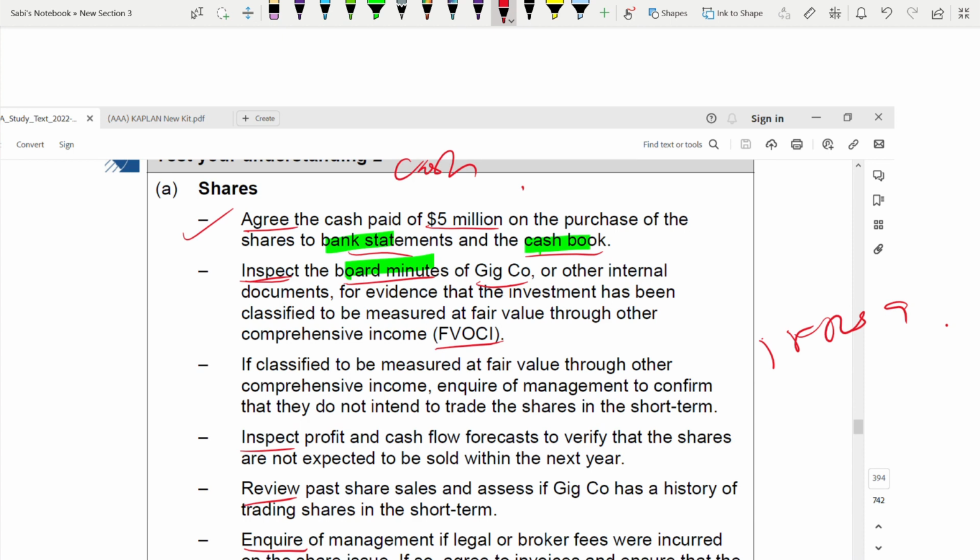So when it comes to shares, we know financial instruments could be of two types, debt and equity. Shares come under equity. Equity, you cannot reclassify it to profit and loss. So it is fair value through other comprehensive income. Once you have designated it, it will be this. So to make sure that they are through this, that's why you're going through board meetings, for evidence that the investment has been classified as FVOCI.